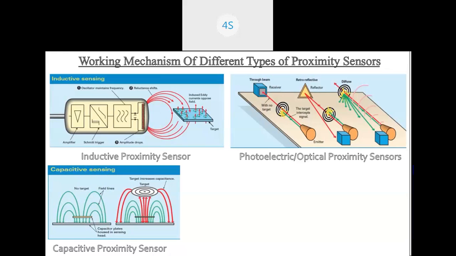Photoelectric and optical sensing. For through beam, there is an emitter and a receiver in a parallel line. It always emits to the receiver if there is no target. But if a target is there, then the target will intercept the signal and it will not reach the receiver, thus saying that there's a target.